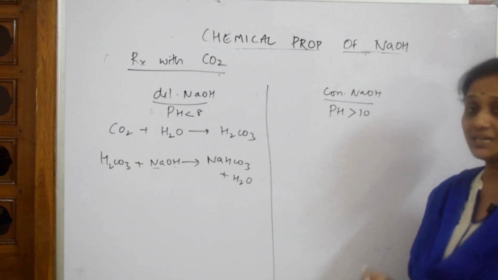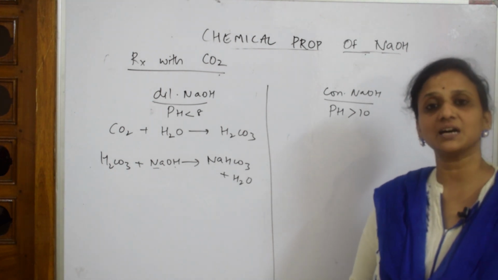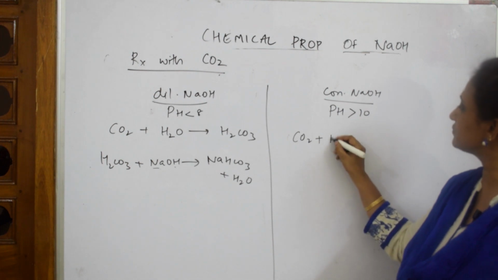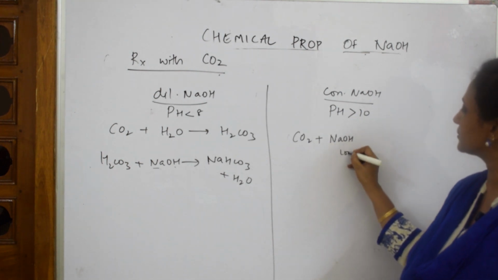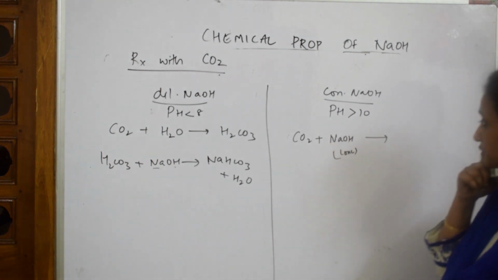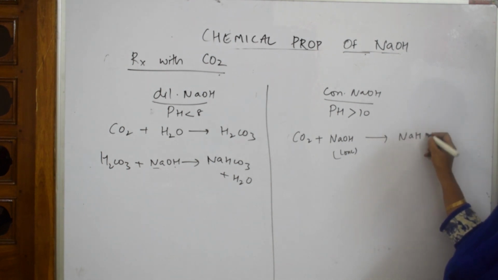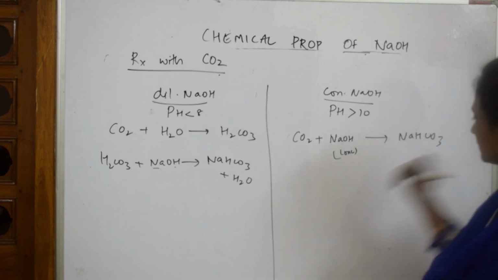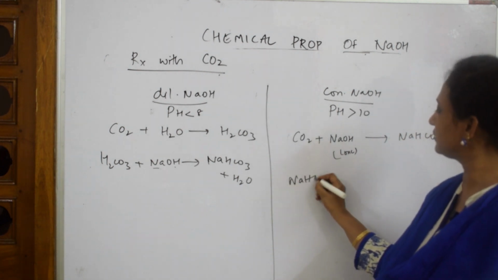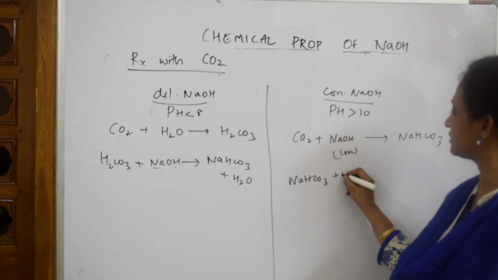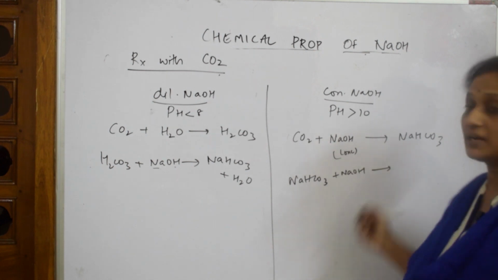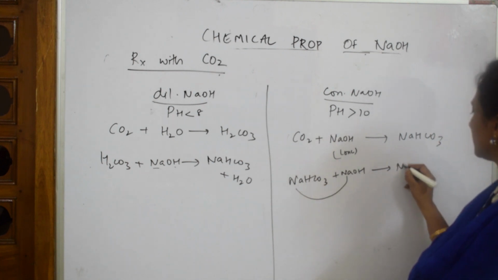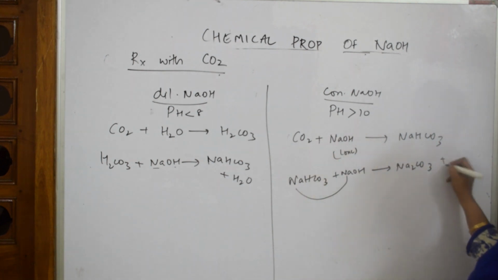Now when you take the concentration of sodium hydroxide higher, that means concentrated, your carbon dioxide directly combines with the concentrated sodium hydroxide. And what is it going to form? It's going to form sodium bicarbonate, NaHCO3. Now this sodium bicarbonate is going to further react with this concentrated caustic soda, and it's going to form a product that is Na2CO3, sodium carbonate, and the leftover is a water molecule.